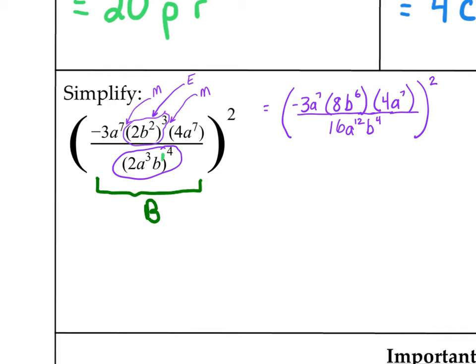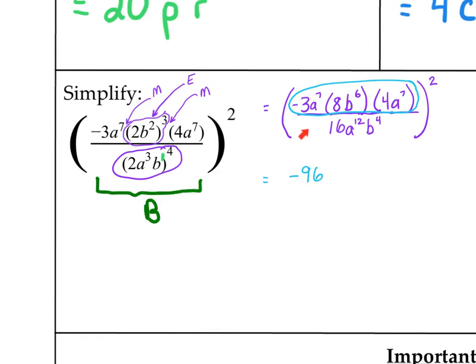The second step, if you have a bracket, is to simplify all of the numerators. In the numerator, it's all multiplication. And in multiplication, you're going to multiply the coefficients. So negative 3 times 8 times 4 is negative 96.